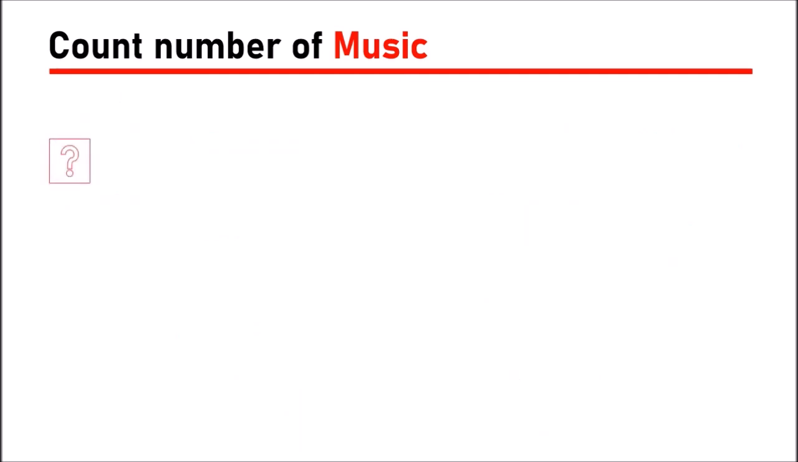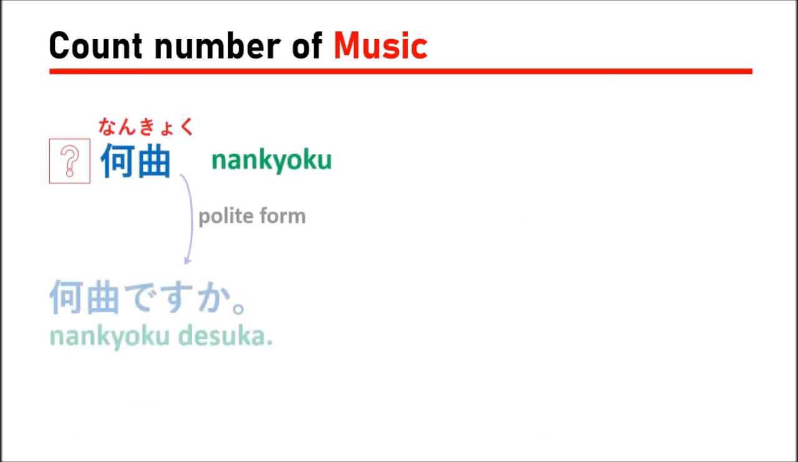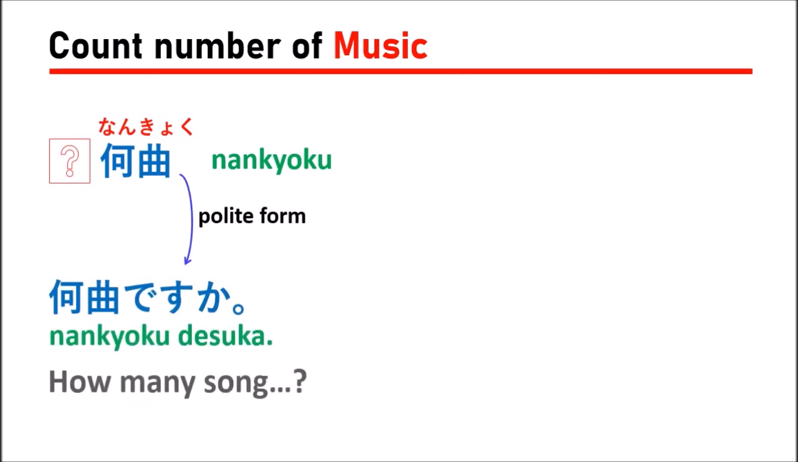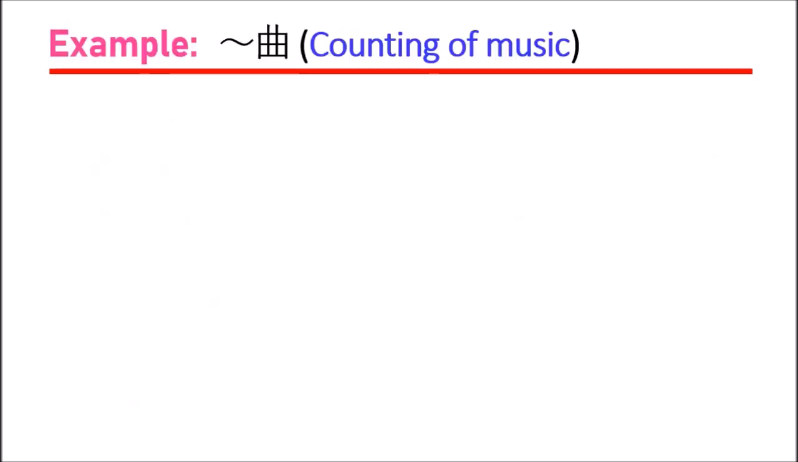And when you want to make the question, you can say nankyoku. Or you can say in the polite form nankyoku desu ka, which means how many songs. Now let's see some samples of how to use the unit of Kyoku to count for music.